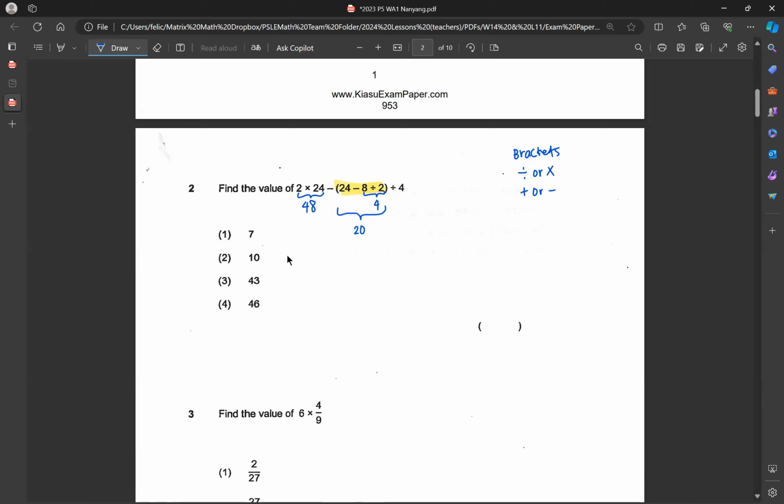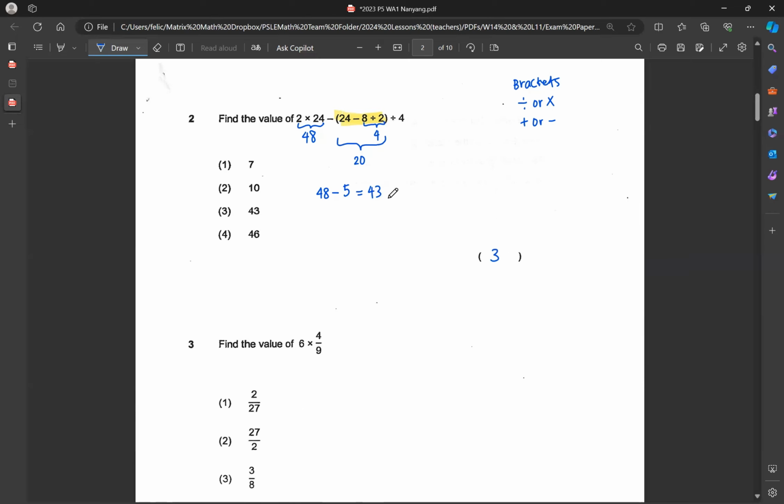Notice that here I have a division also. Should I do 48 minus 20 first or 20 divided by 4 first? Based on what we discussed earlier, of course you have to settle the division first. So the 20 divided by 4 first. This gives us 48 minus, I bring down the minus sign, 20 divided by 4 which is 5. So this will be 43. The answer will be number 3.